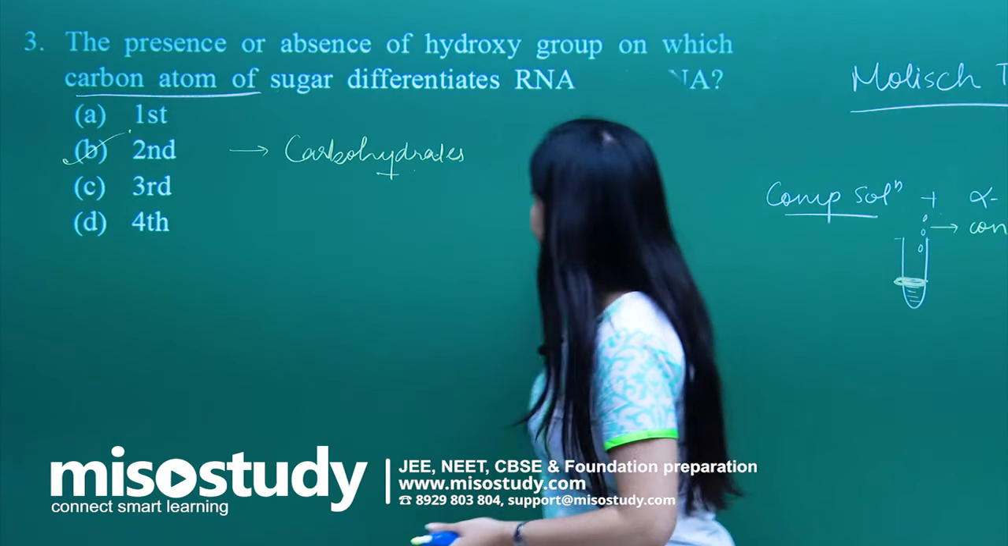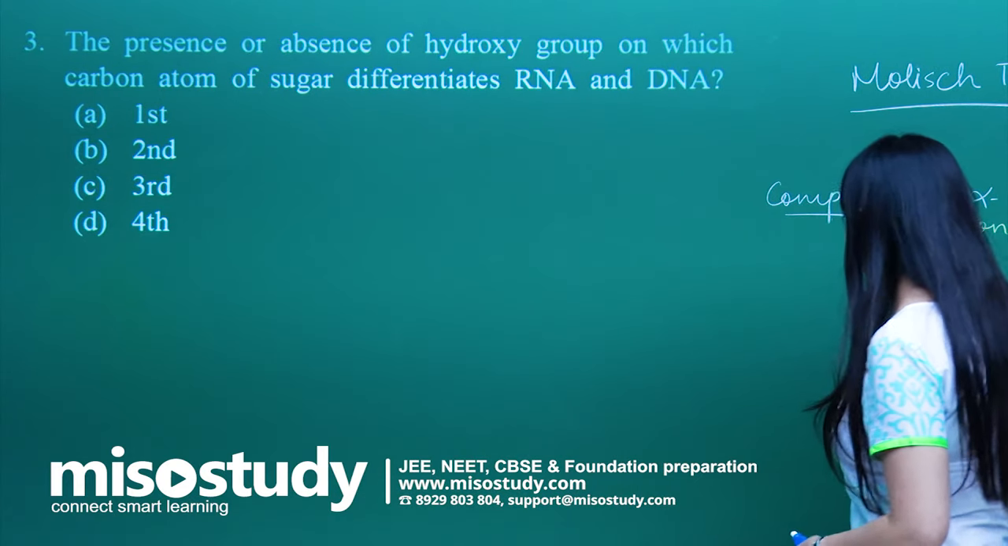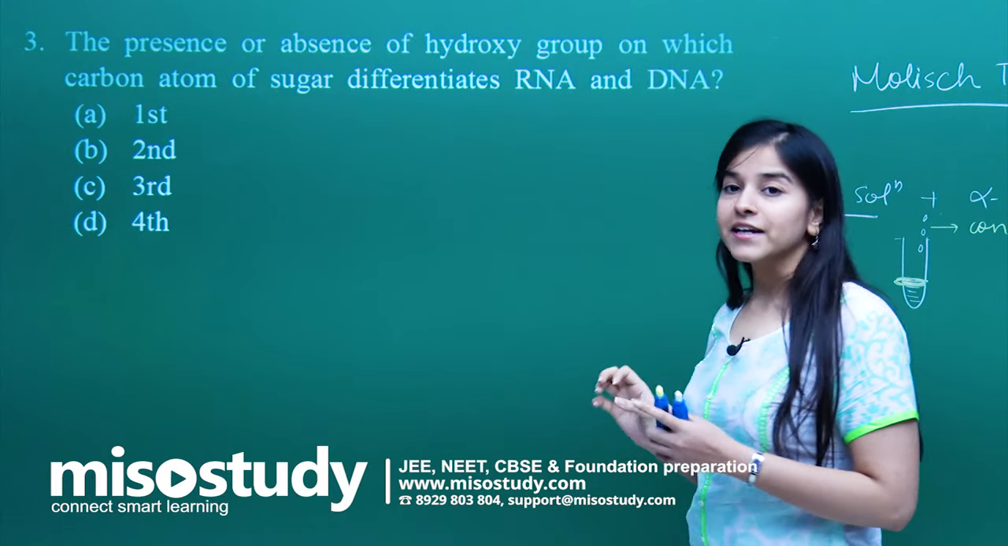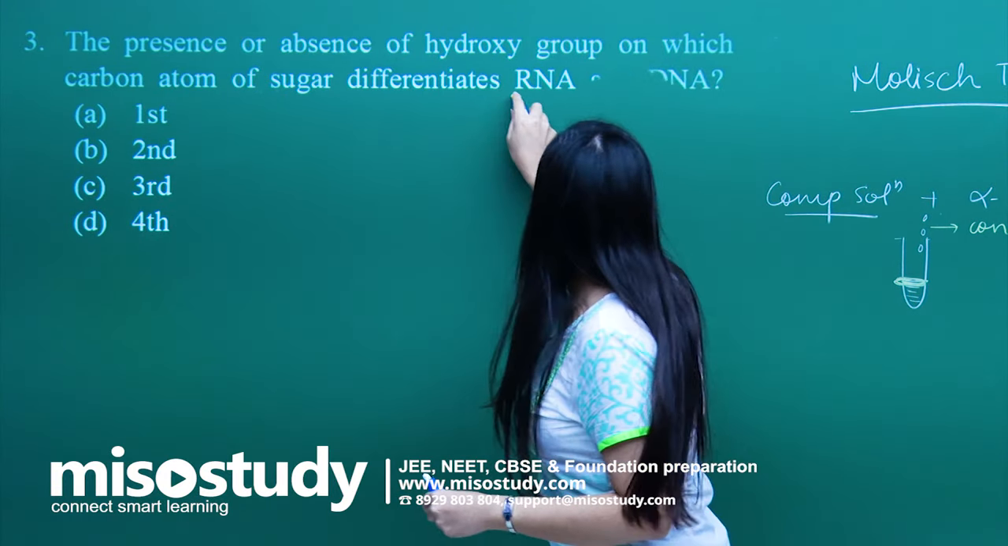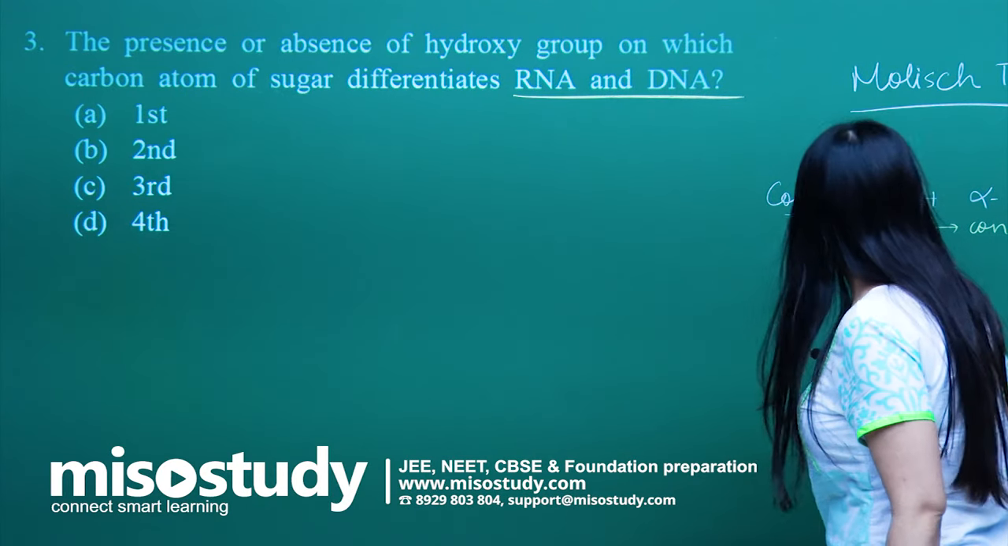So what do I have? I've got the presence or the absence of a hydroxy group. On which carbon atom of sugar differentiates RNA and DNA? So they are actually asking about the difference between the structure of RNA and DNA. Let us just try to make it out.